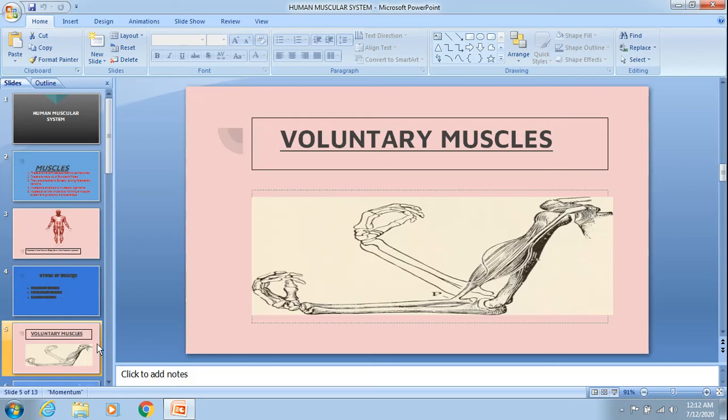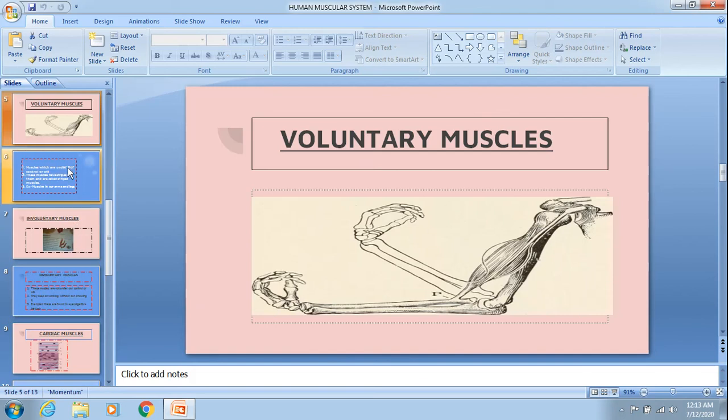So here we go. This is a diagram, right? In this slide, the diagram is showing you a voluntary muscle. Voluntary means something that works according to our will, right? Which works according to our guidance. So the muscles that are present in your arms and legs are under your control. When you want to move them, only then will they move. So they are known as voluntary muscles, right? They are working according to our will, not according to their own will.